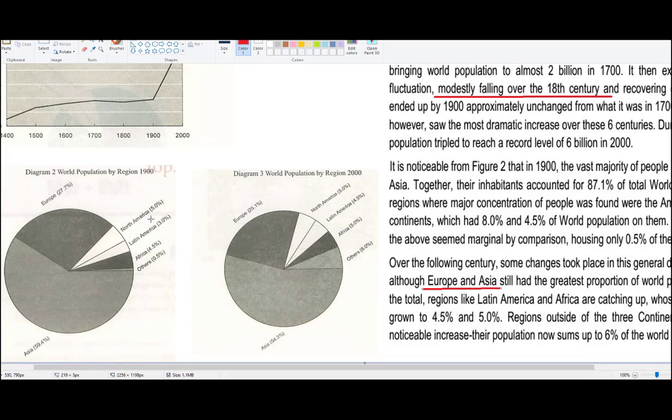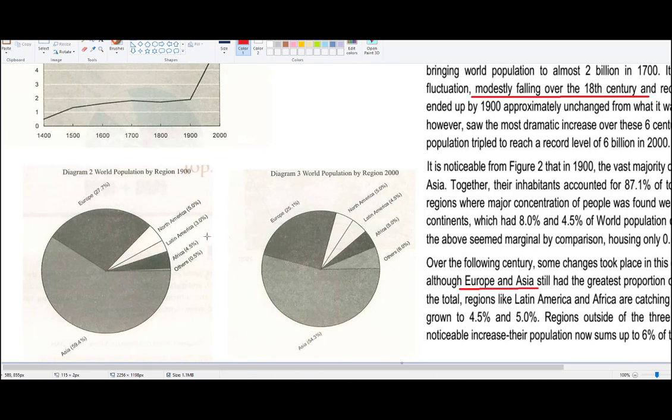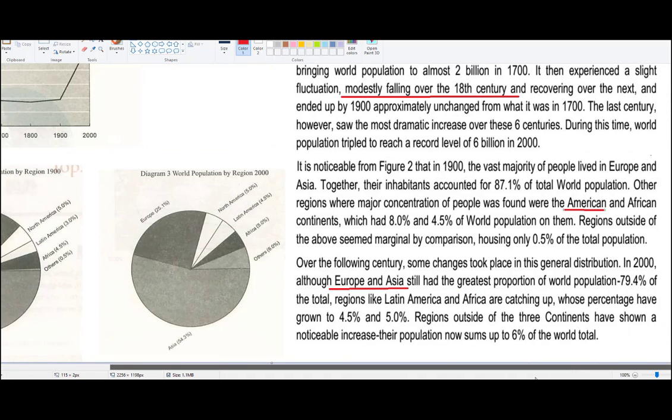Are they? Are you talking about North America, or which? Oh, Latin America and Africa are catching up. American and African continents. Now, what is this referred to? Is this North America and Latin America together? Oh gosh.